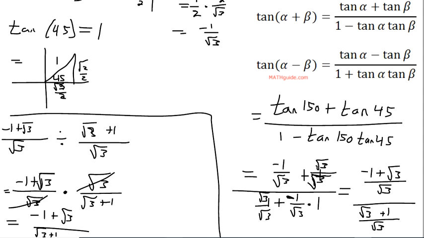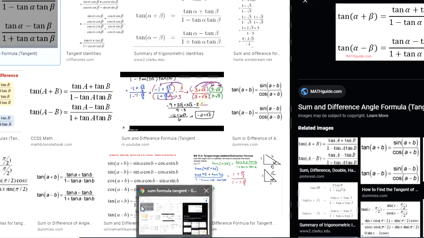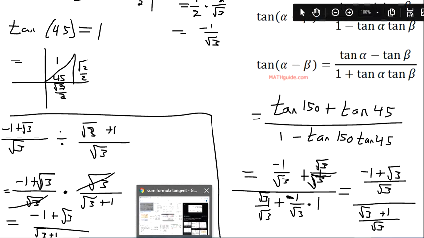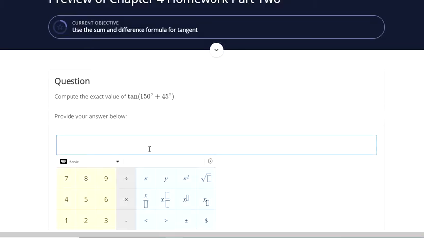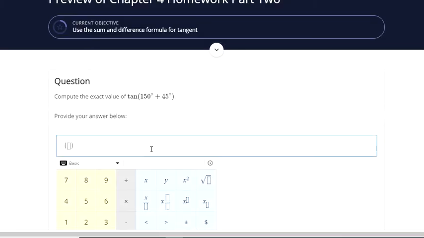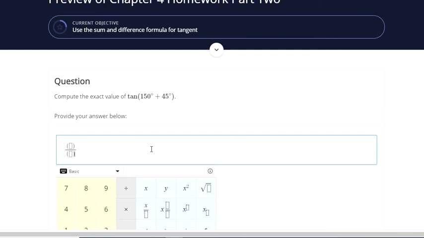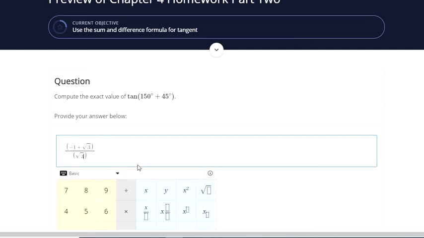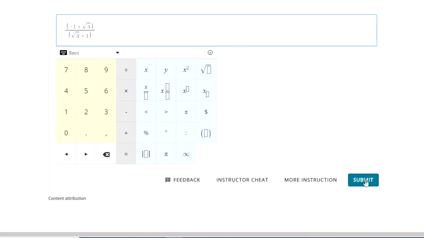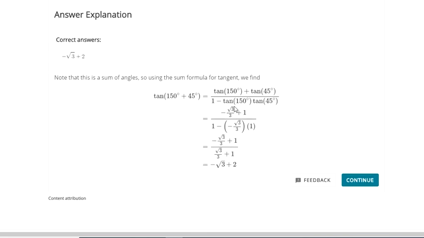So let me type that in Newton so we can get that right. Negative 1 plus square root of 3 over square root of 3 plus 1. So I'm going to make a fraction right off the back. We said negative 1 plus the square root of 3 over the square root of 3 plus 1. Okay, and then like that answer.